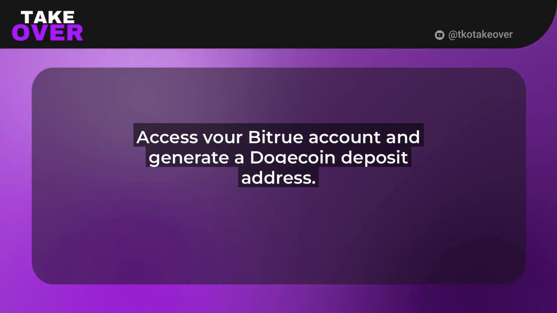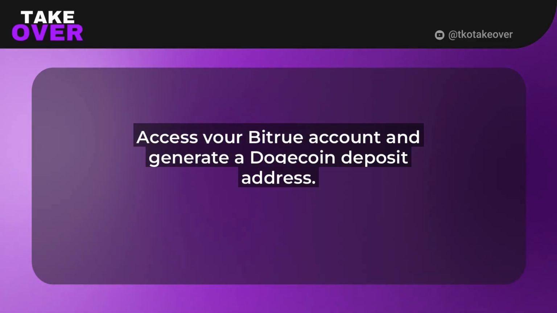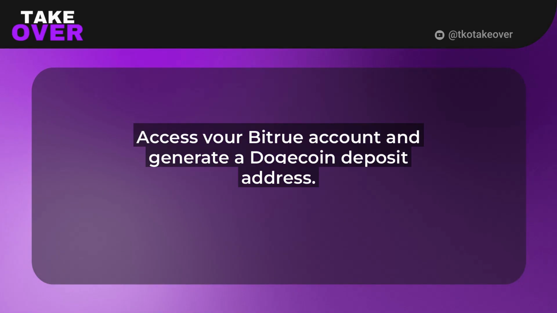Next, open your Bitrue account in another tab. Go to your Dogecoin wallet there and click on Deposit, or Receive. This will generate a unique Dogecoin address. Copy that address carefully. It's a long string of letters and numbers, so don't miss a character.